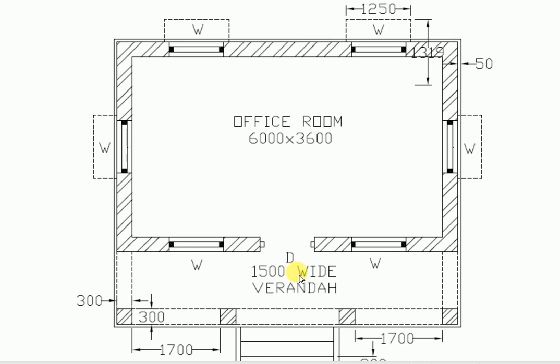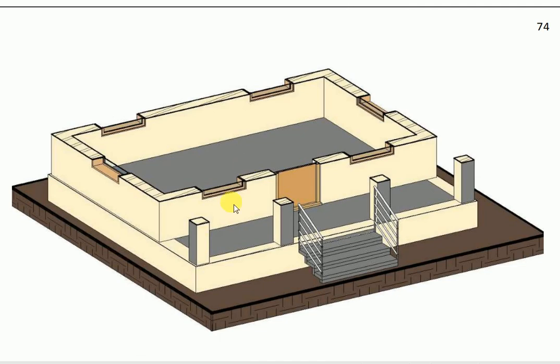That is called plan. This building is cut by a cutting plane at a certain height or window sill level by a horizontal cutting plane. It is seen from the top and is projected on the horizontal plane.